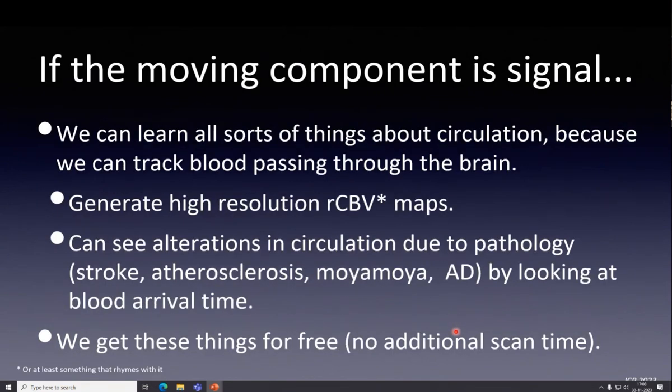So if the moving component is signal and neuronal activation is noise, which is my perspective, we can learn all sorts of things about circulation, because we can track blood passing through the brain. We can make maps of rCBV or something very much like rCBV, because it's actually weighted by blood oxygenation, as Yunji was talking about. And most important, we can see alterations in circulation due to pathology. This was our theory. We figured stroke, atherosclerosis, moyamoya, all of those things would affect circulation, would affect when blood arrived at various parts of the brain.